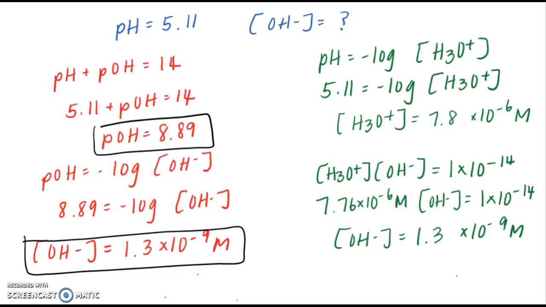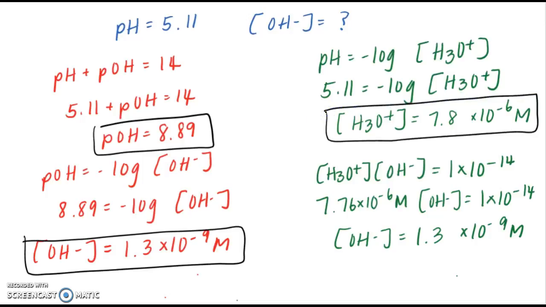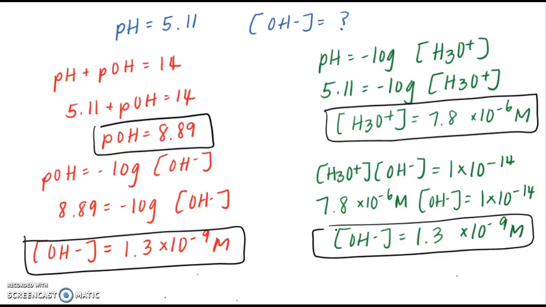All right. If you went the other way and you took pH and you went to find H3O plus concentration, you could have done that as well. So you would have found the H3O plus concentration to be 7.8 times 10 to the minus 6. And then you would plug it into the H3O plus concentration times OH minus concentration equals 10 to the minus 14th. And then you would also get the same exact answer.